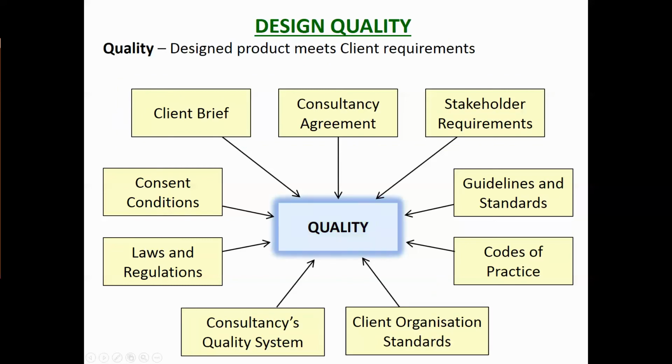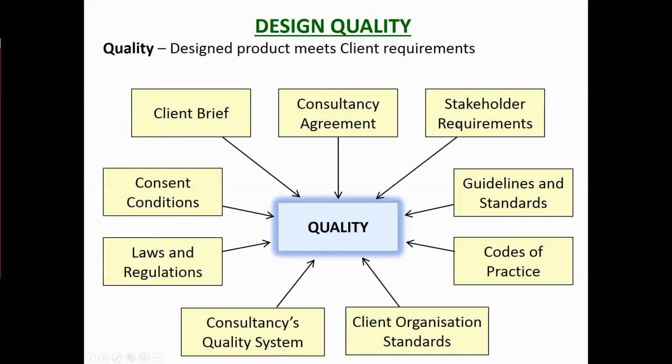but there are these other things that you also need to consider when you're doing a construction project. A design project, or any type of consultancy project, much the same. You've got consent conditions, laws and regulations, but with a consultancy project you are less sure about what the client wants. So you've got the client brief, you've got the consultancy agreement. Remember, we sort of talked about those when we looked at initiation. That's when you agree with the client what the scope of services is and what the product is going to be. And then stakeholder requirements.